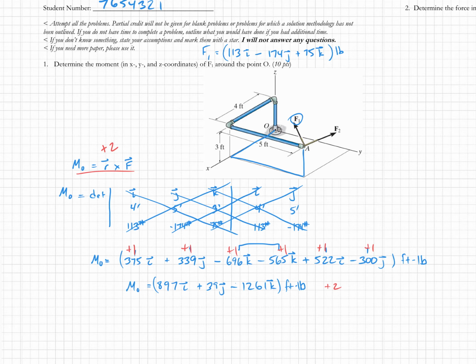Obviously you could get a different final answer, like if you mess up right here, you could get a wrong final answer. But what I'm asking for with these 2 points is: did you combine these things correctly? Did you leave the I, J, and K? And did you give me the units? Okay, so that's how we do this one. So that's 10 points on that.